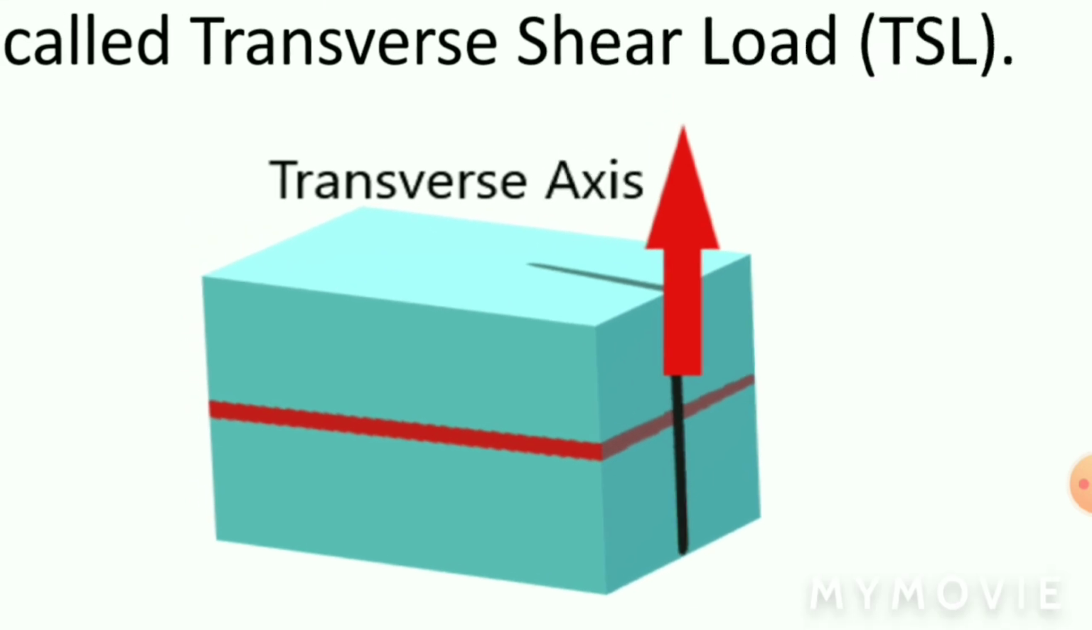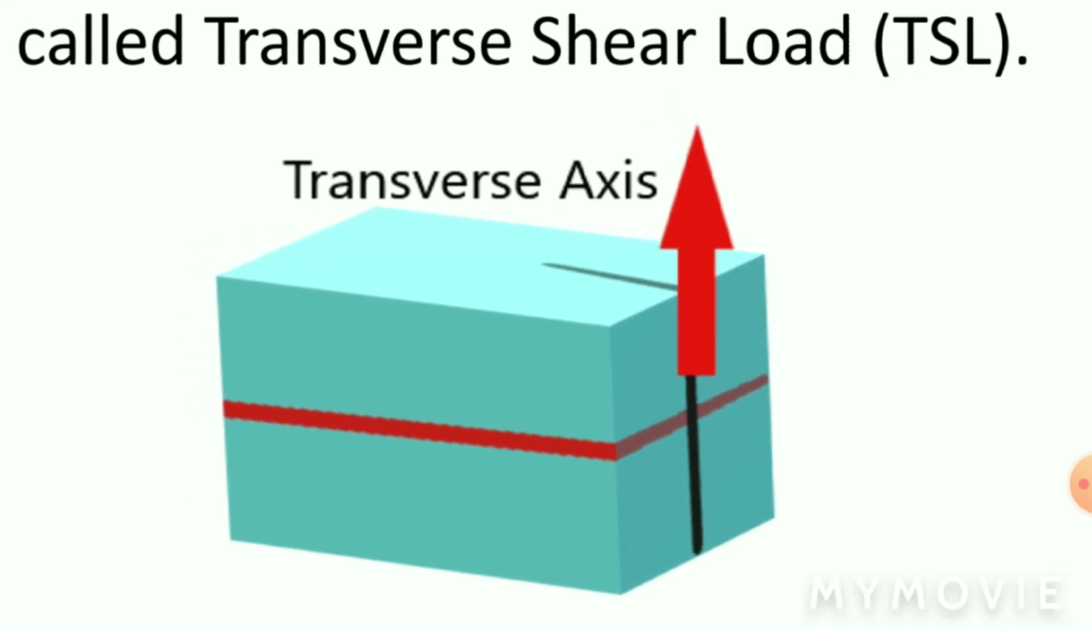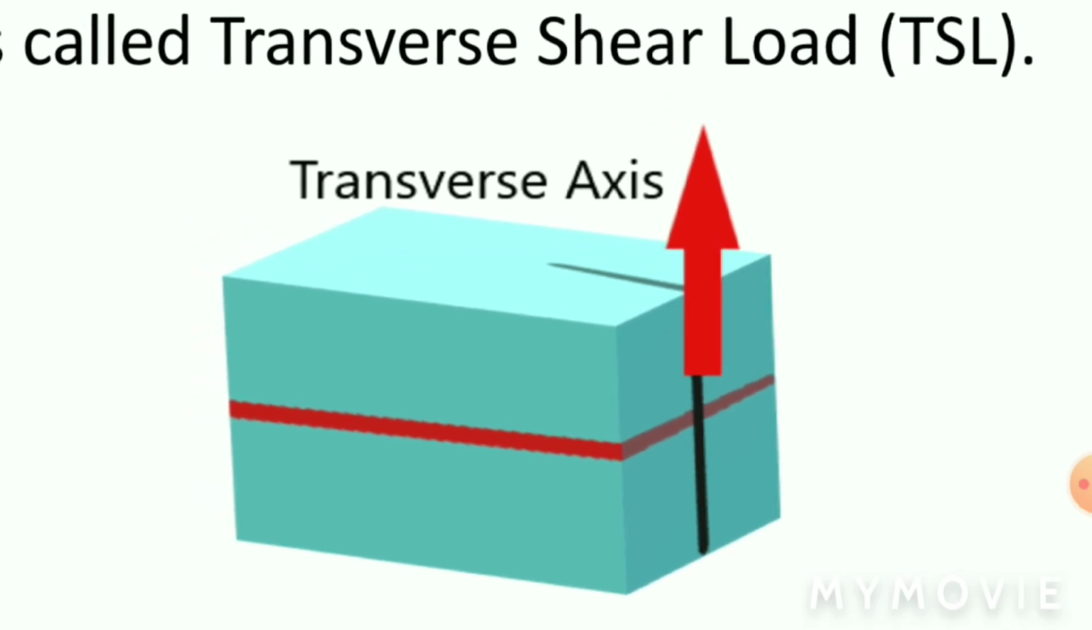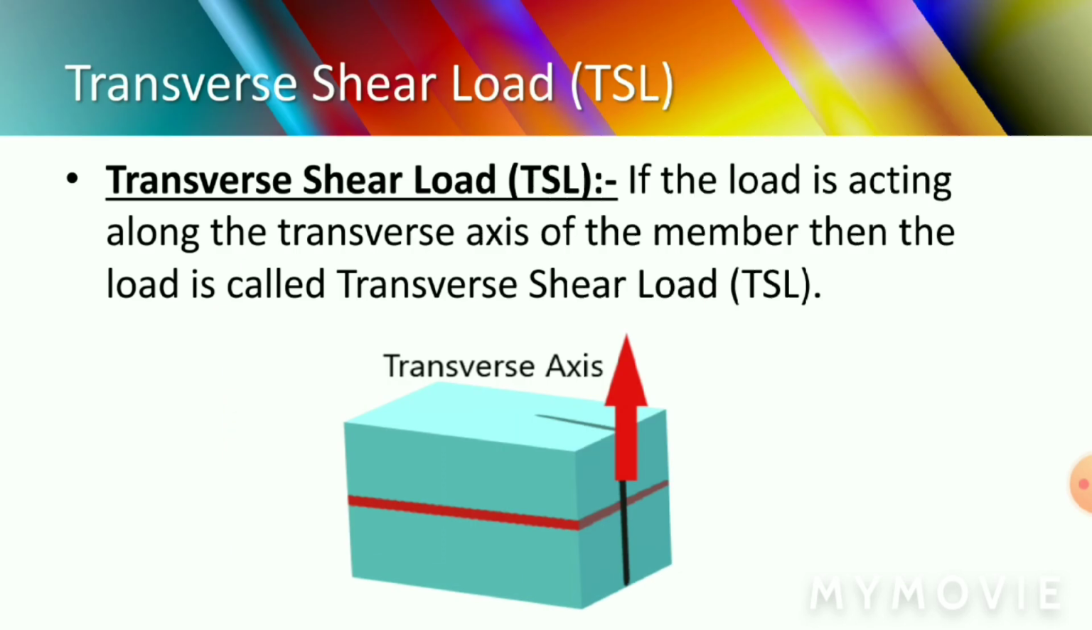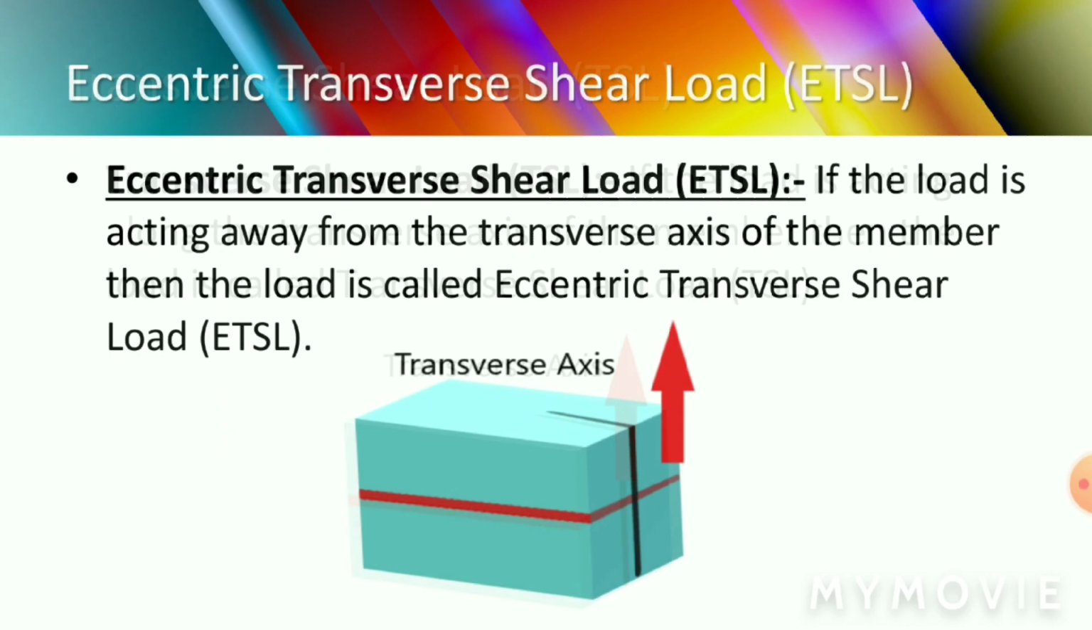Eccentric transverse shear load. If the load is acting away from the transverse axis or vertical axis, then the load is said to be eccentric transverse shear load, simply ETSL. Here you see that the load is acting away from the central vertical axis, that is black in color. That's why this load is said to be eccentric transverse shear load.